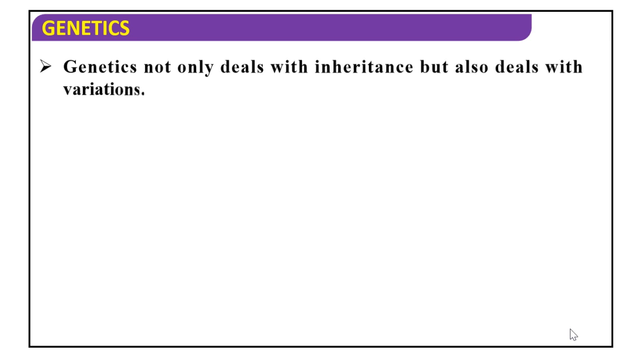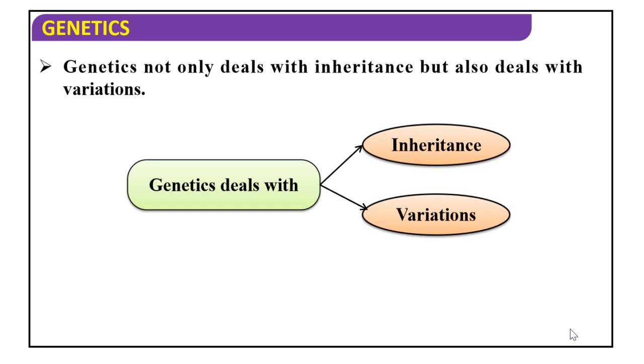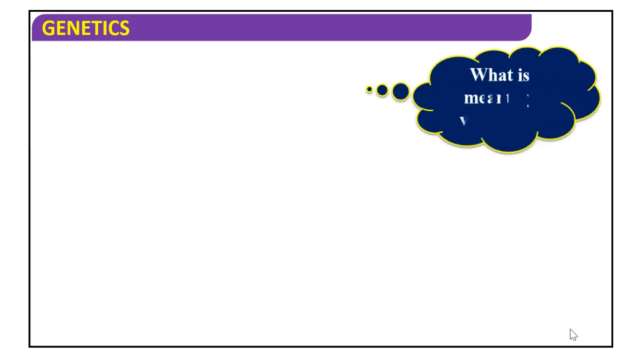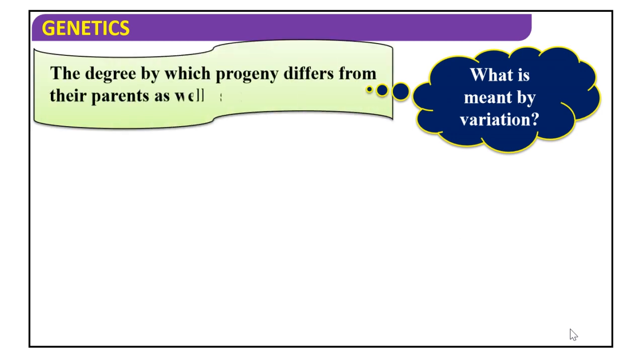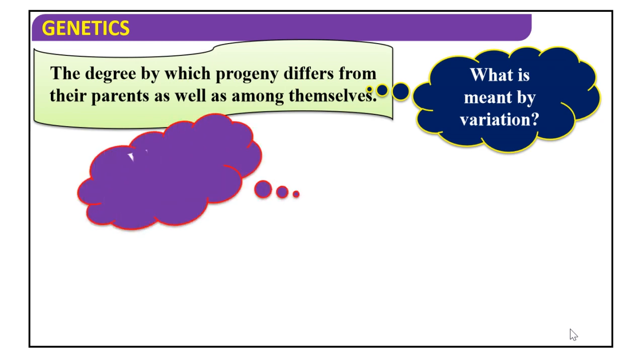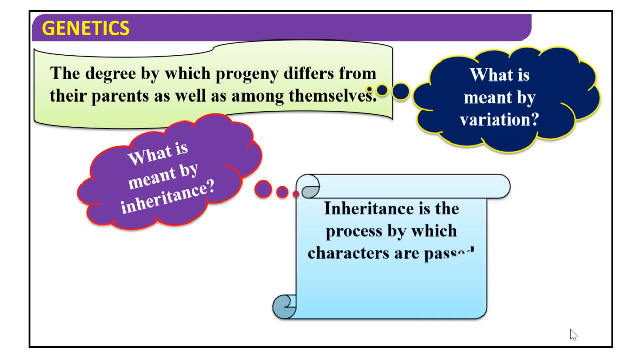Genetics not only deals with inheritance but also deals with variations. So there are two main parts through which we observe by genetical study. One is inheritance, another is variations. Now what do you mean by variation? The degree by which progeny differs from their parents as well as among themselves is called variation. And what do you mean by inheritance? Inheritance is the process by which characters are passed on from parent to progeny.